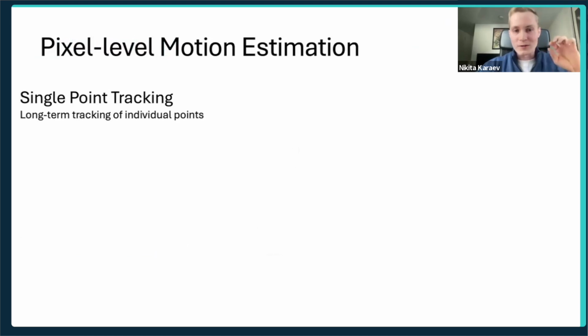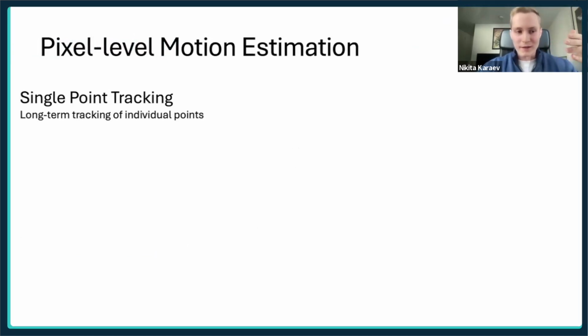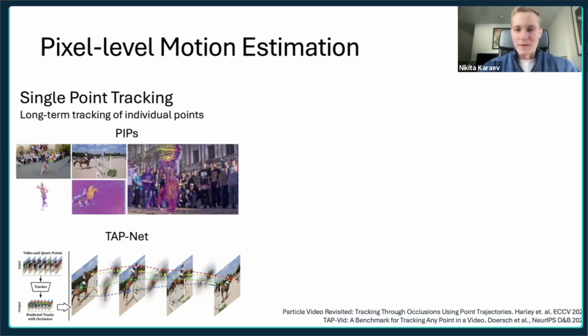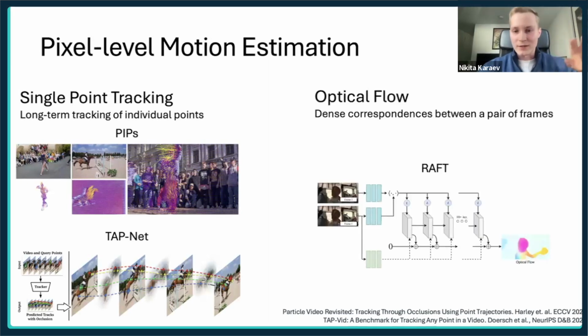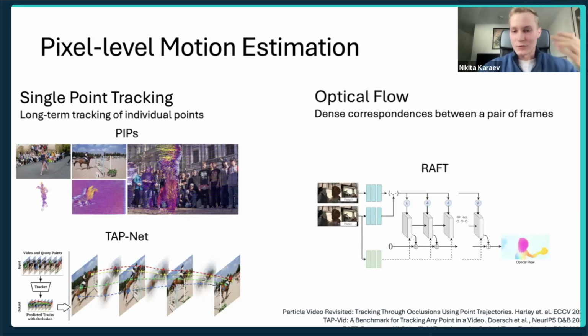At the time, there were two different approaches to solve the problem. The first one is single-point tracking, when you do long-term tracking of individual points. Examples of such tracking are PIPs and TAPNet, very good single-point trackers. But then there is also optical flow. It's when you estimate dense correspondences between a pair of frames. And RAFT is still a go-to solution in this approach.